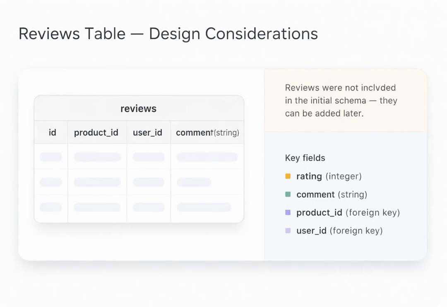Reviews were intentionally left out of the initial database design. They can be added later as an extension. But when you do add them, the structure's straightforward. A review has a rating, which is an integer. Think of it as a star count. It has a message or comment field, which is a string. It needs a product ID to know which product is being reviewed, and it should also have a user ID to track which user wrote the review. That last point is important. Without the user ID, you wouldn't know who submitted the review.